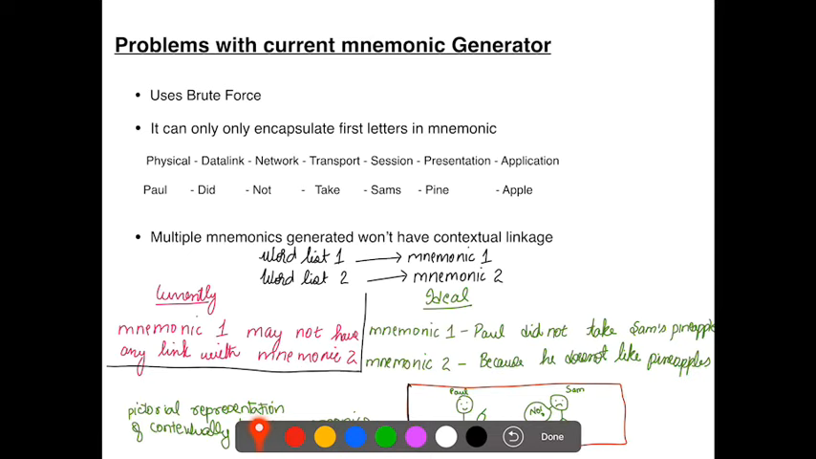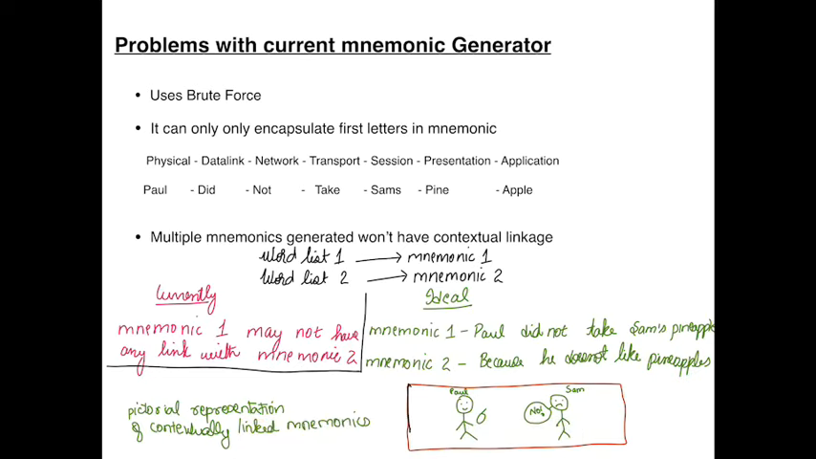The third problem is that if we are generating more than one mnemonic using the current techniques, there could be no meaningful linkage between mnemonic 1 and mnemonic 2. To ease the remembering process, if there's a contextual linkage between them, it will be easier for us to remember. For example, if mnemonic 1 was Paul did not take Sam's pineapple, mnemonic 2 could be because he doesn't like pineapples. So it's even easier for us to remember the mnemonics.